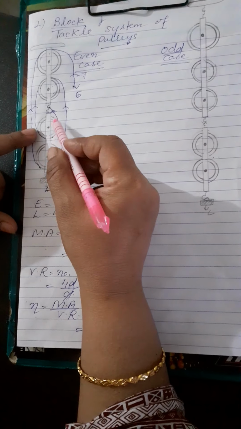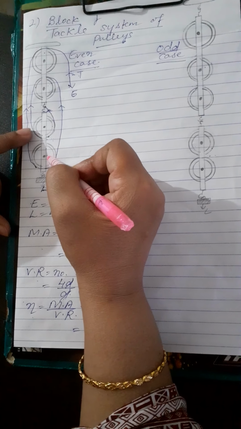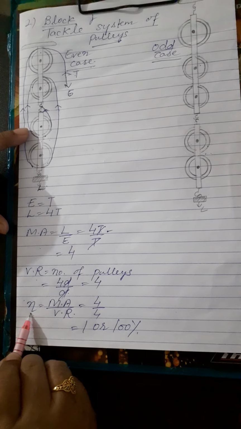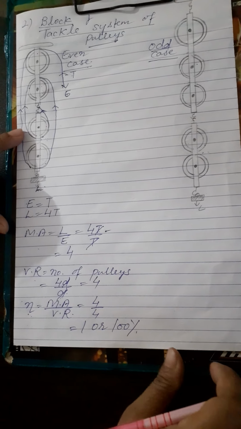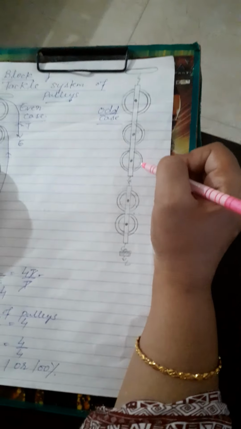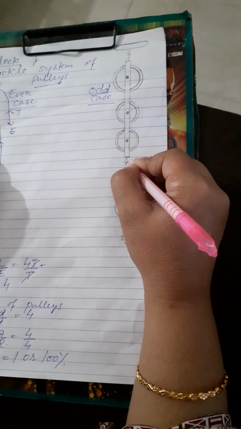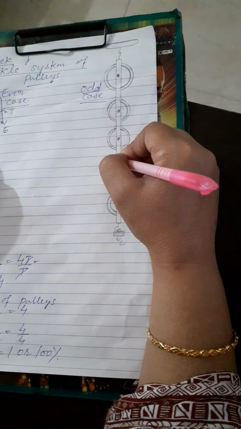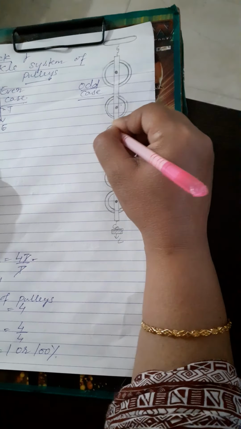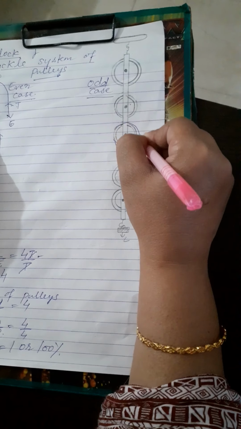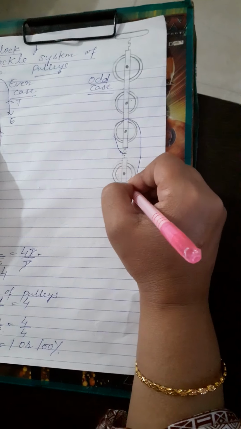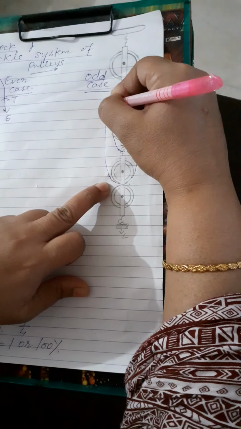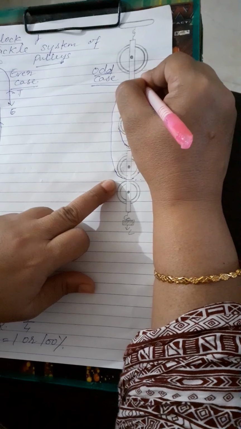And always remember, the pulleys in the lower block should be as light as possible, otherwise efficiency will be less than 1 or 100%. Now for the odd case, you have to start the tackling from the lower hook. Again the same procedure, from the lower hook we have to go from bottom to top. So this pulley will be there, then the thread will pass from here, then it will come here, then it will cross from here, then no pulley should be left.